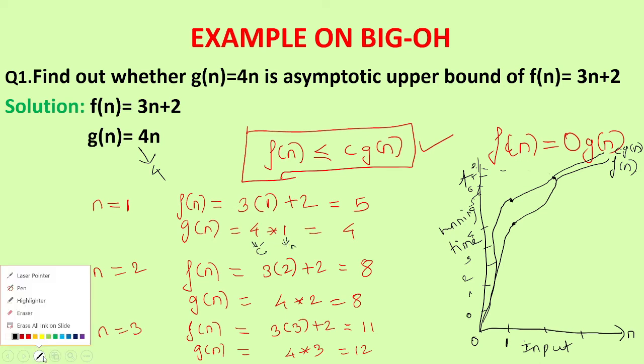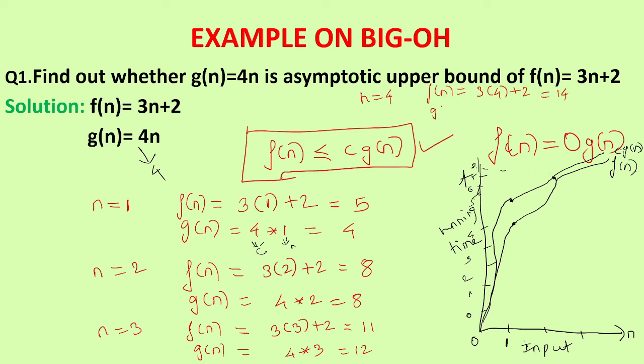Now we'll try n equal to 4. f(n) is 3 into 4 plus 2, that is 14, and g(n) is 4 into 4, that is 16. So g(n) has become 16 and f(n) has become 14. If you check any future value, c times g(n) will always be greater than f(n). So from where did c times g(n) start becoming greater than f(n)? From n equal to 3 onwards.